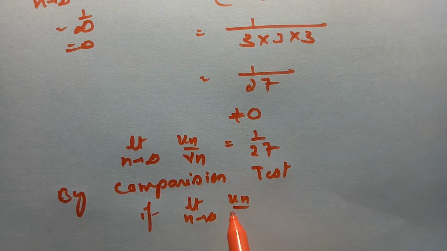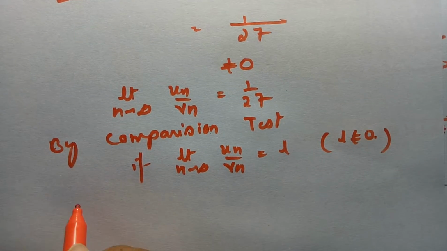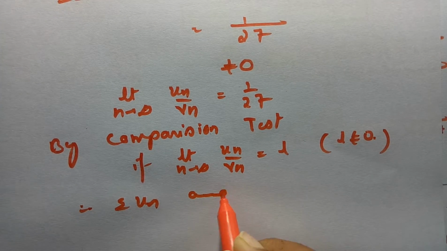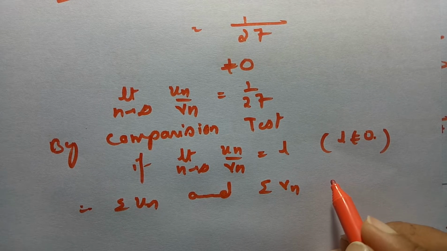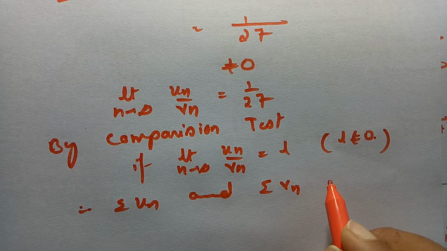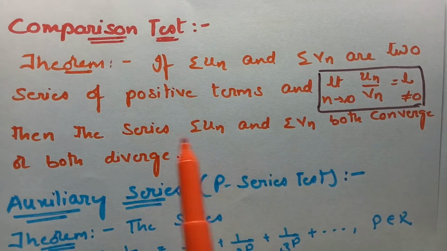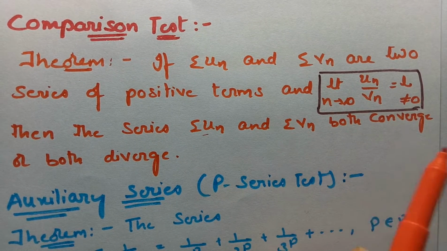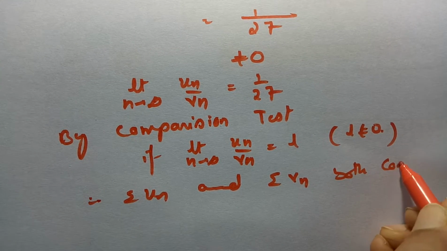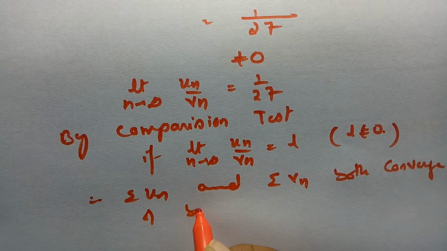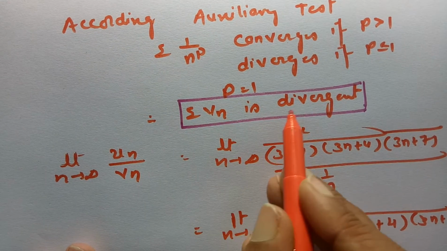if limit n tends to infinity, u_n by v_n is equal to L and L not equal to 0, then sigma u_n and sigma v_n, by comparison test, will both converge or both diverge. So here in our problem, sigma v_n is divergent.